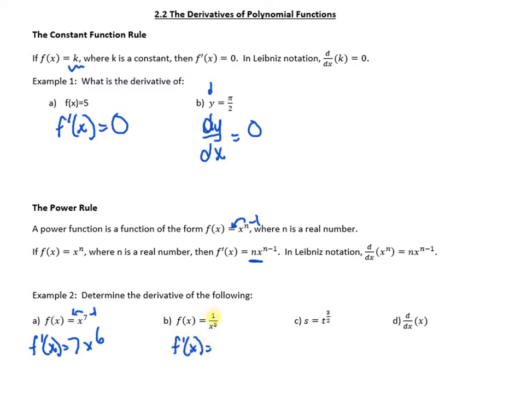I'm going to actually rewrite this. Instead of 1 over x cubed, I'm going to use x to the negative 3. Now I'm going to bring down the negative 3, x, and then I'm going to subtract 1, so negative 4. When we use the letter s, we have to write ds by dt, because this is time. Bring the 3 over 2 down, so 3 over 2t, and then what's 3 over 2 minus 1? 1/2. Done.